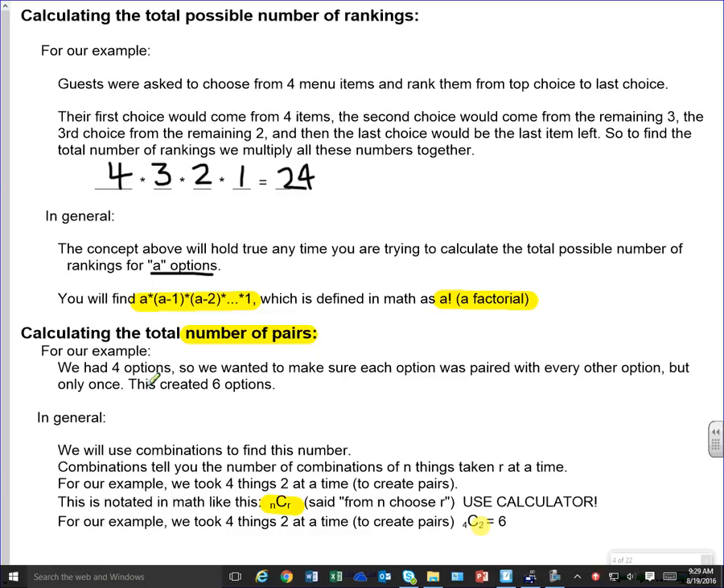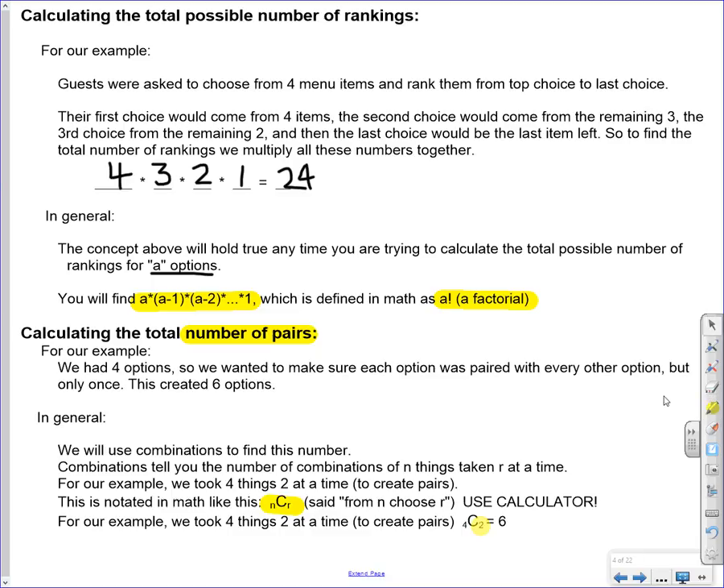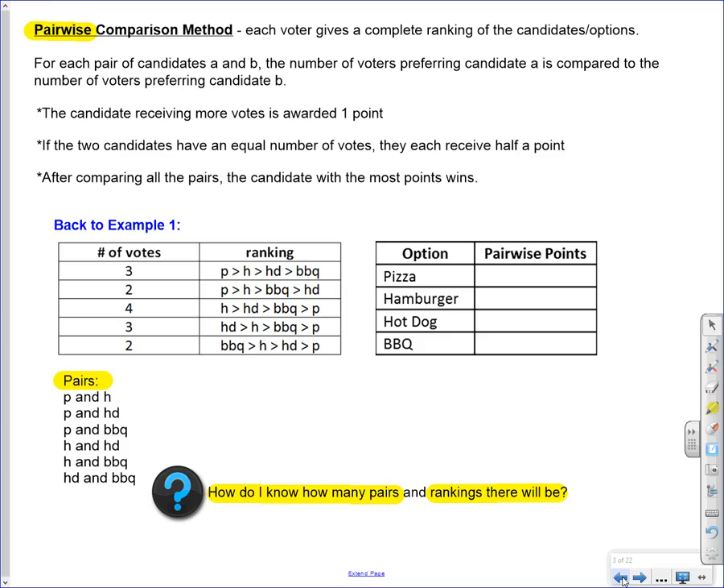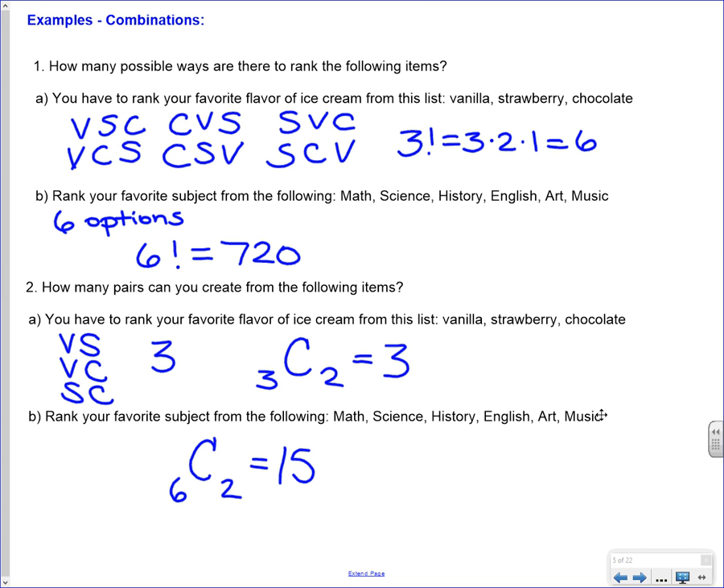Okay, so that's how we would find the number of pairs. For the number of pairs, we're doing combinations. For the number of rankings, we're doing factorials. Some of your homework problems are just using this page right here, not actually getting into the method, just looking at doing the factorials or the combinations. All right, so we still haven't answered this question. We're still trying to figure out how to do the pairwise comparison method. Before we do that, we found the number of pairs and the number of rankings, kind of as a side note. But let's get to actually doing the pairwise comparison ranking.